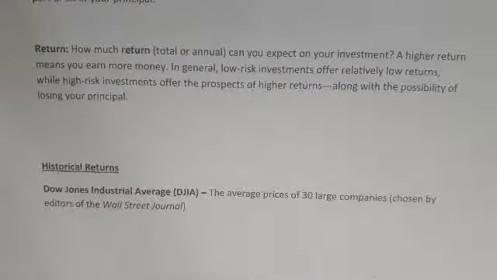So one way that people talk about returns is by talking about the Dow Jones Industrial Average. The Dow Jones Industrial Average is the average price of 30 large companies, and this is the thing that was chosen by the editors of the Wall Street Journal. I know I said it previously when we were talking about CPI. I couldn't remember what it was that the Wall Street Journal editors chose, but here it is, the Dow Jones Industrial Average.